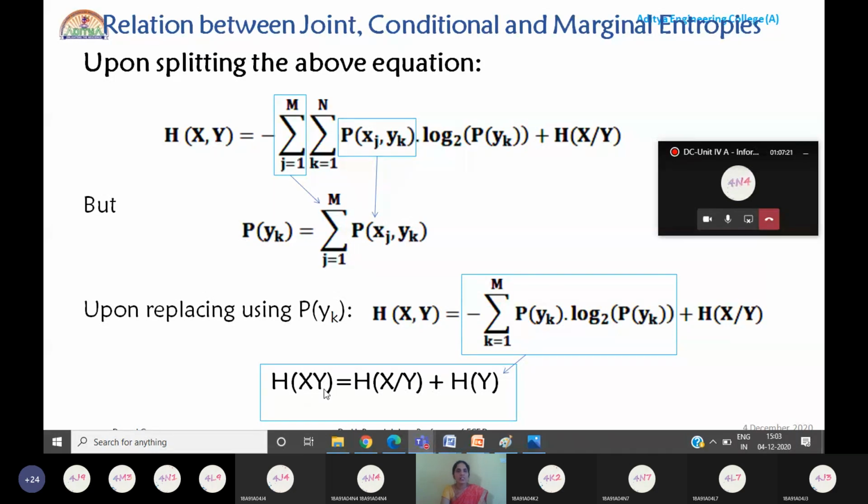This is nothing but the relation I have shown you. We consider the RHS term and replace the probability p of xj comma yk inside the logarithm using Bayes theorem. Then we split the logarithm function, and after splitting, we can directly replace the conditional entropy. The marginal entropy comes from the relation between marginal probability and conditional probability, which you can replace using H of y. That is the marginal entropy.